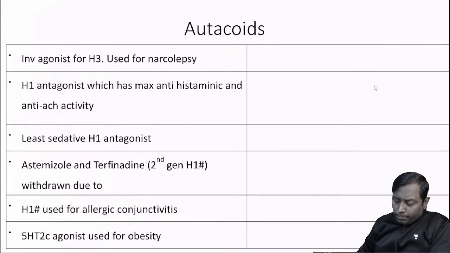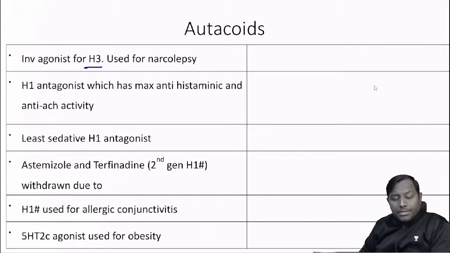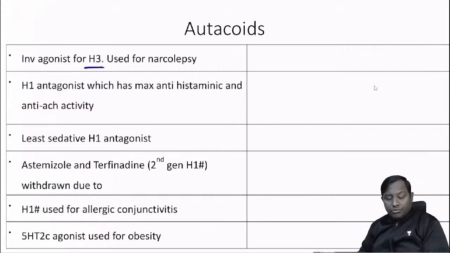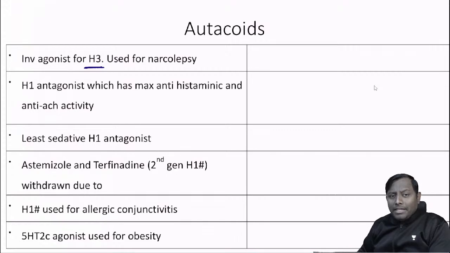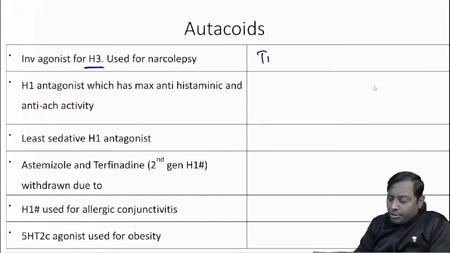Now let's do an important question on the basis of this topic. It's your time now to tell me very quickly: what is the inverse agonist of H3 that is used in narcolepsy? Can you tell me? Fast. H3 inverse agonist. Remember it from H3: tiprolisant. And then we also have pitolisant, tiprolisant and pitolisant.